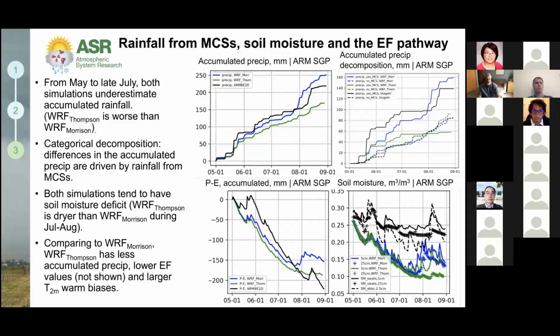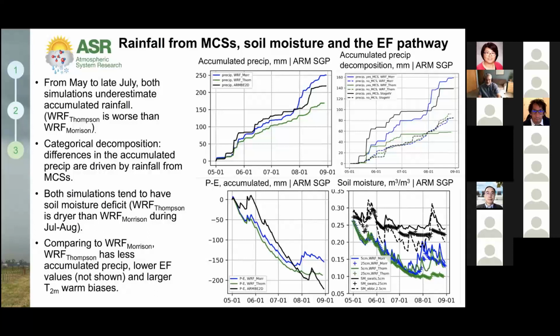So the take-home message is number one, that you can have a convection permitting MCS enabled simulation, which gives you more accumulated precipitation than observation does, but still have quite a bit of warm biases over central US during summertime. That's what the WRF-Morrison is in this case. So number two, there's quite a bit of variability when you switch microphysics options. And in this particular case, the WRF-Thompson simulation severely underestimated MCS rainfall, and thus you have much lower evaporative fraction values and larger T2M warm biases.